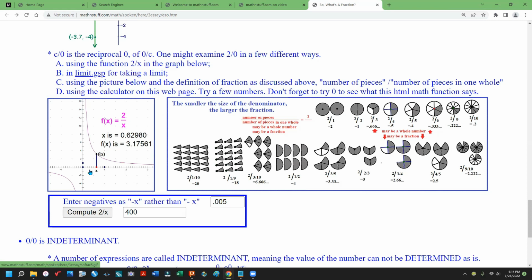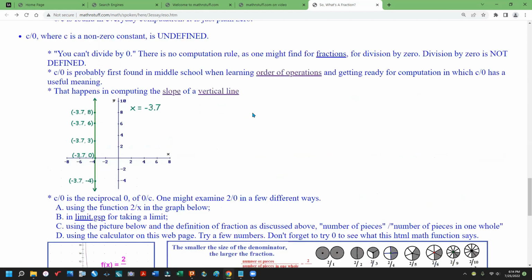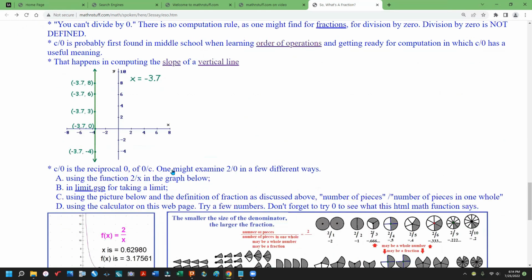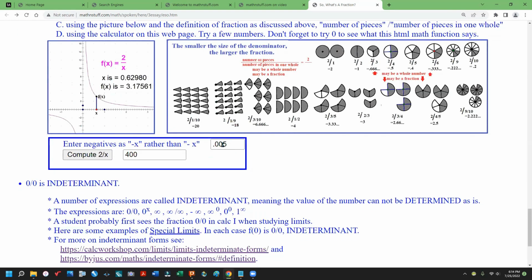The goal is to figure out what some number divided by 0 really looks like. We're not permitted to do that. It's undefined, but why is it undefined? Let's just put in 0. Now, we're working on an HTML page, a web page that has math functions built into it. So mathematically, if you take some constant and divide it by 0, it's infinitely large.